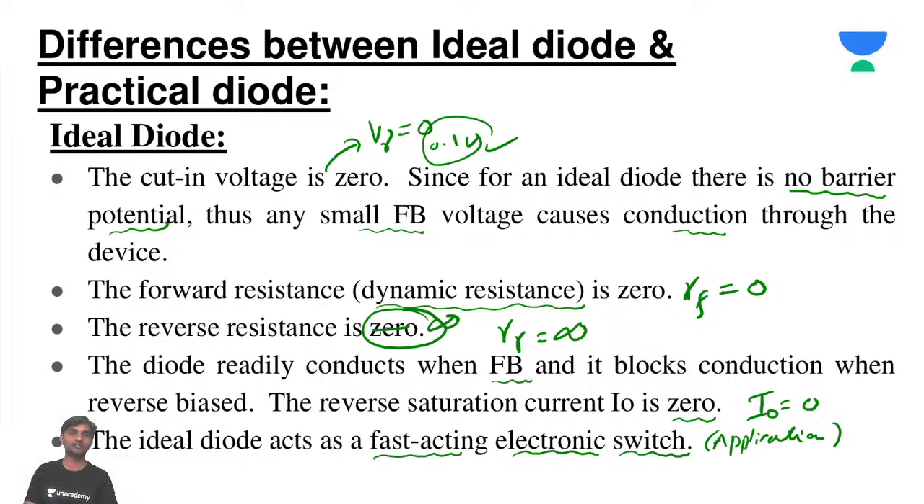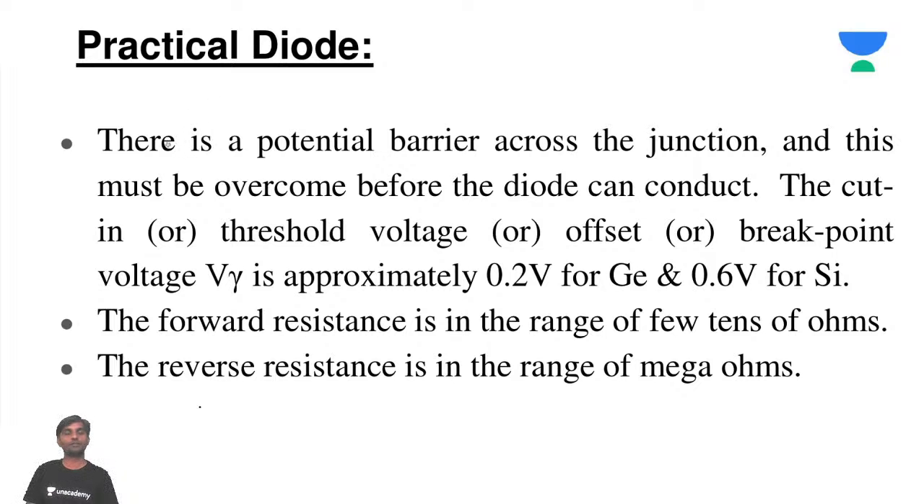Next, the practical diode. In a practical diode, there is a potential barrier across the junction, and this must be overcome before the diode can conduct. The cut-in voltage, threshold voltage, offset voltage, breakpoint voltage: all these are the same. V gamma is approximately 0.2 or 0.3. Some books have 0.2 volts, some 0.3; both are correct. Most will get 0.3 only, and 0.7 volts for silicon.